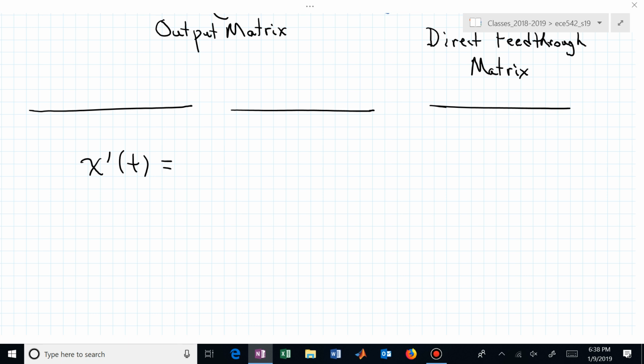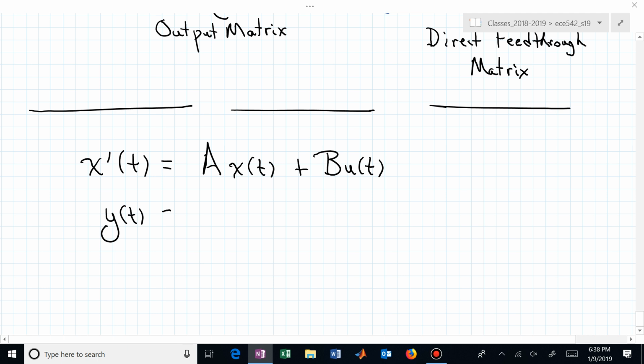So here we have the first derivative of our state vector, x prime. That's A x of t plus B u of t. Y of t is equal to C x of t plus D u of t. And there is now our state space representation. If somebody says, for this particular circuit, can you tell me what A is, what B is? Now you can. A is a 2 by 2 matrix. B is a 2 by 1 matrix. C is a 1 by 2, and D is a 1 by 1.